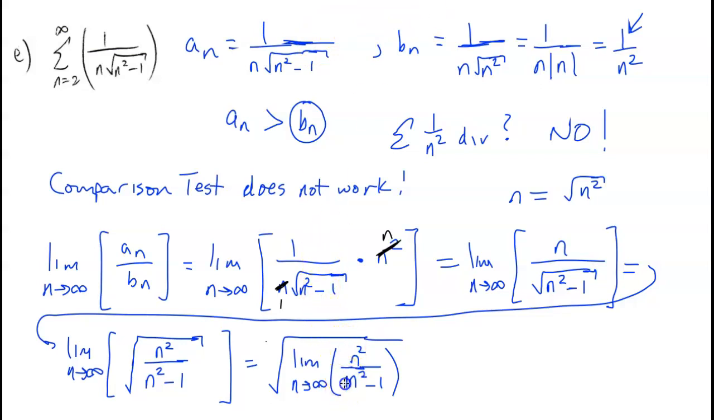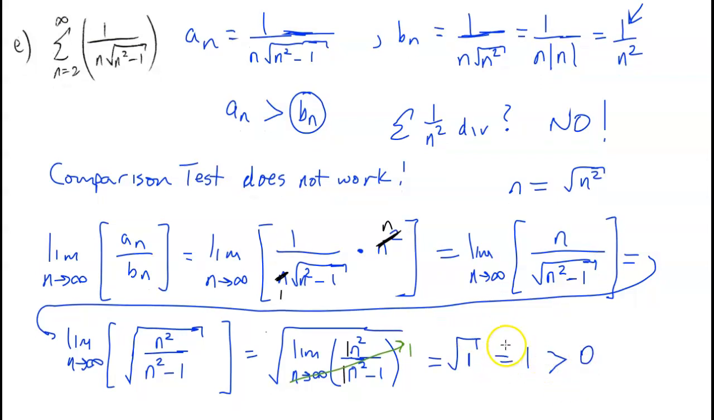So I'm going to erase that here. I'm going to do that in a different color. So this is understood 1, that's understood 1. And so the limit of all of this is just 1. Because of that, what I have is just the square root of 1, which is 1. Okay. And here I notice that this is a value that is greater than 0.